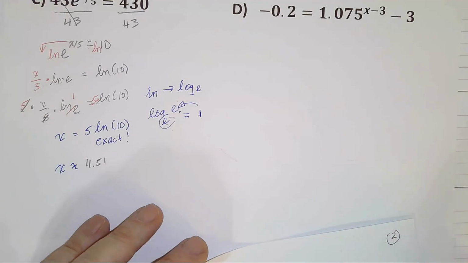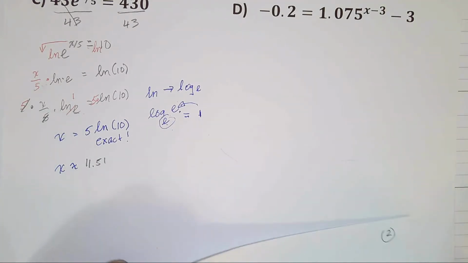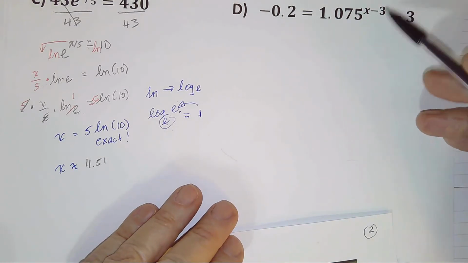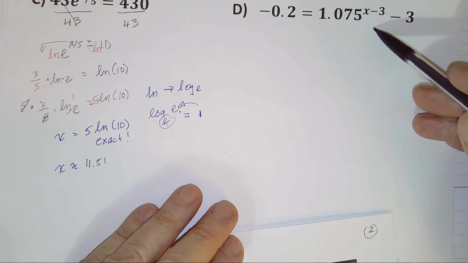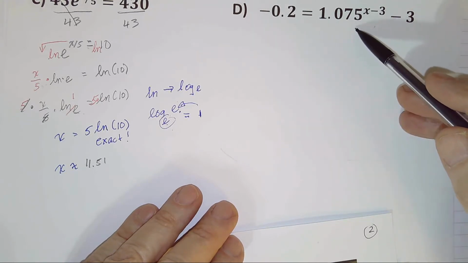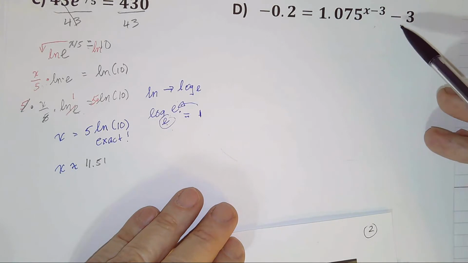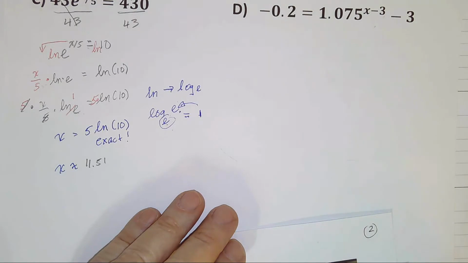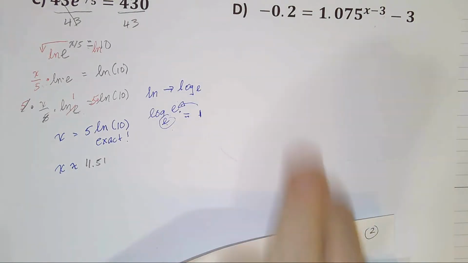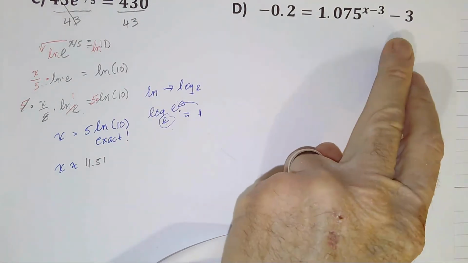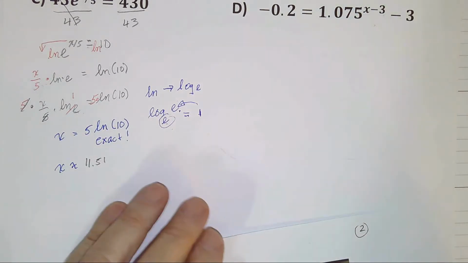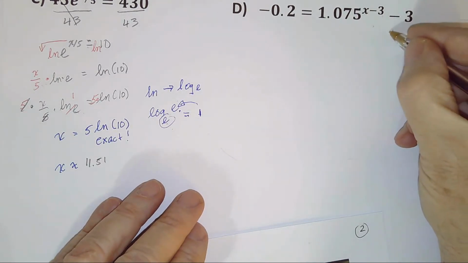So the next one, I've got 0.02 equals 1.075 to the x minus 3, minus 3. Now, you notice I've got an exponent only over here. I need to get natural log to get it down. So really the first thing I can do here, this is by itself, except for the negative 3. I'm going to have to add the 3 to both sides. So let's do that. So I'm going to add 3 to both sides.